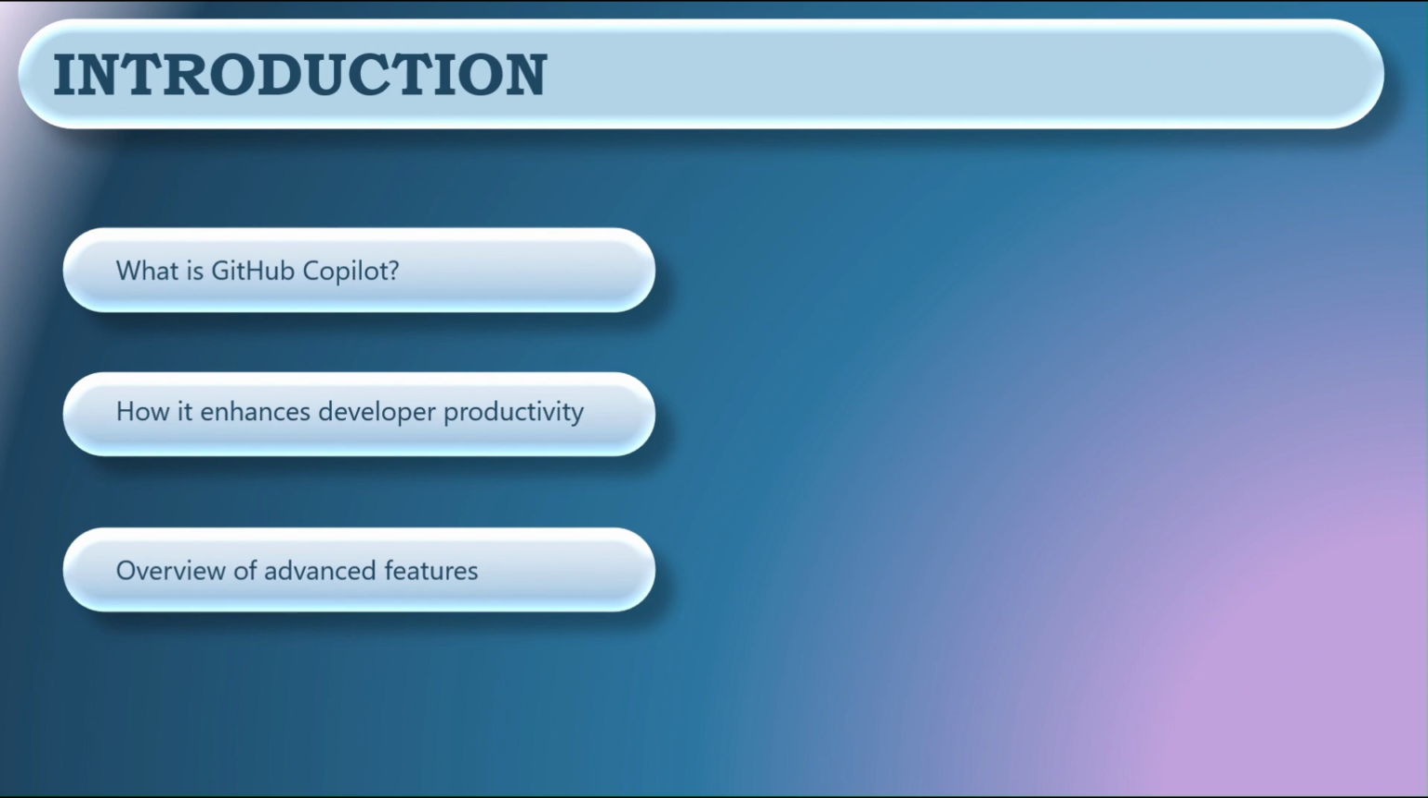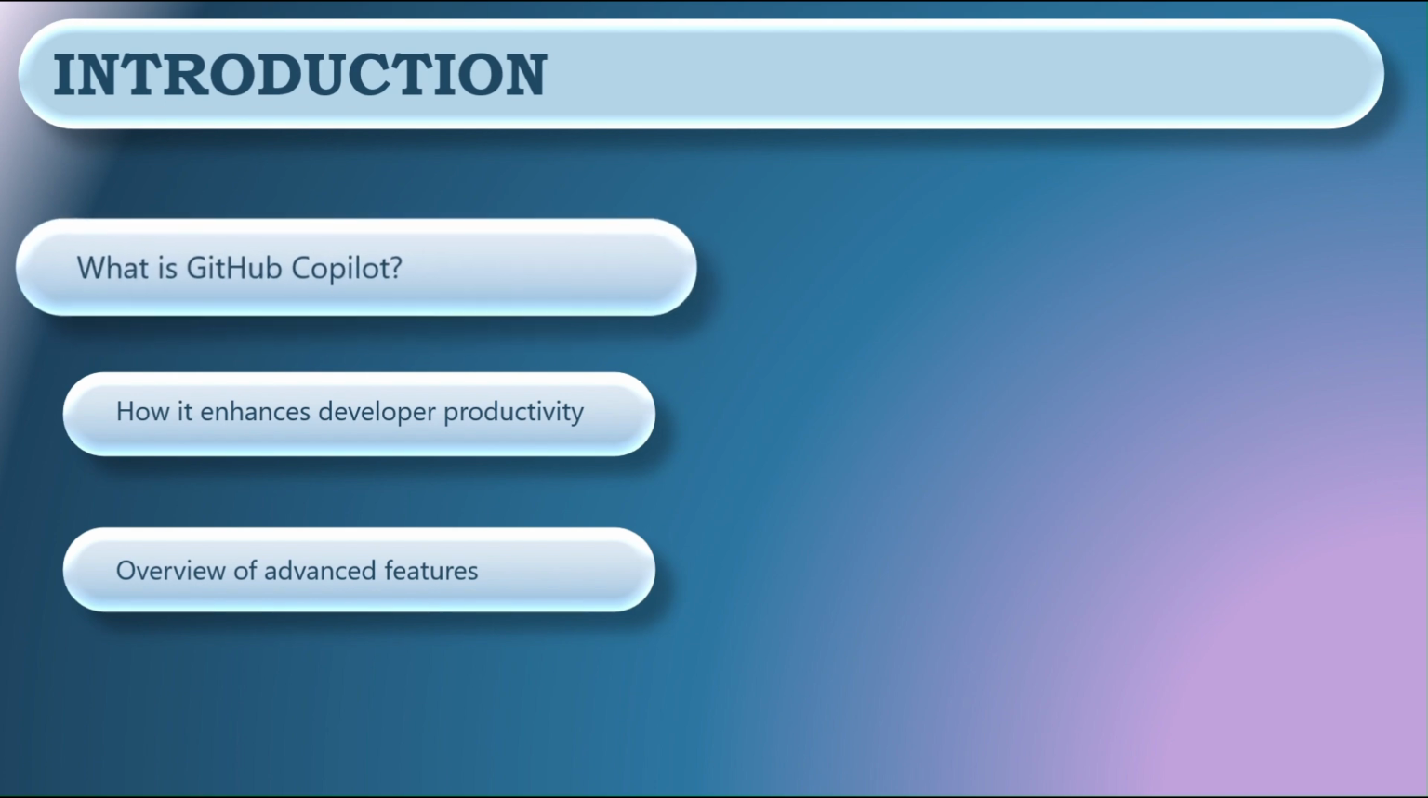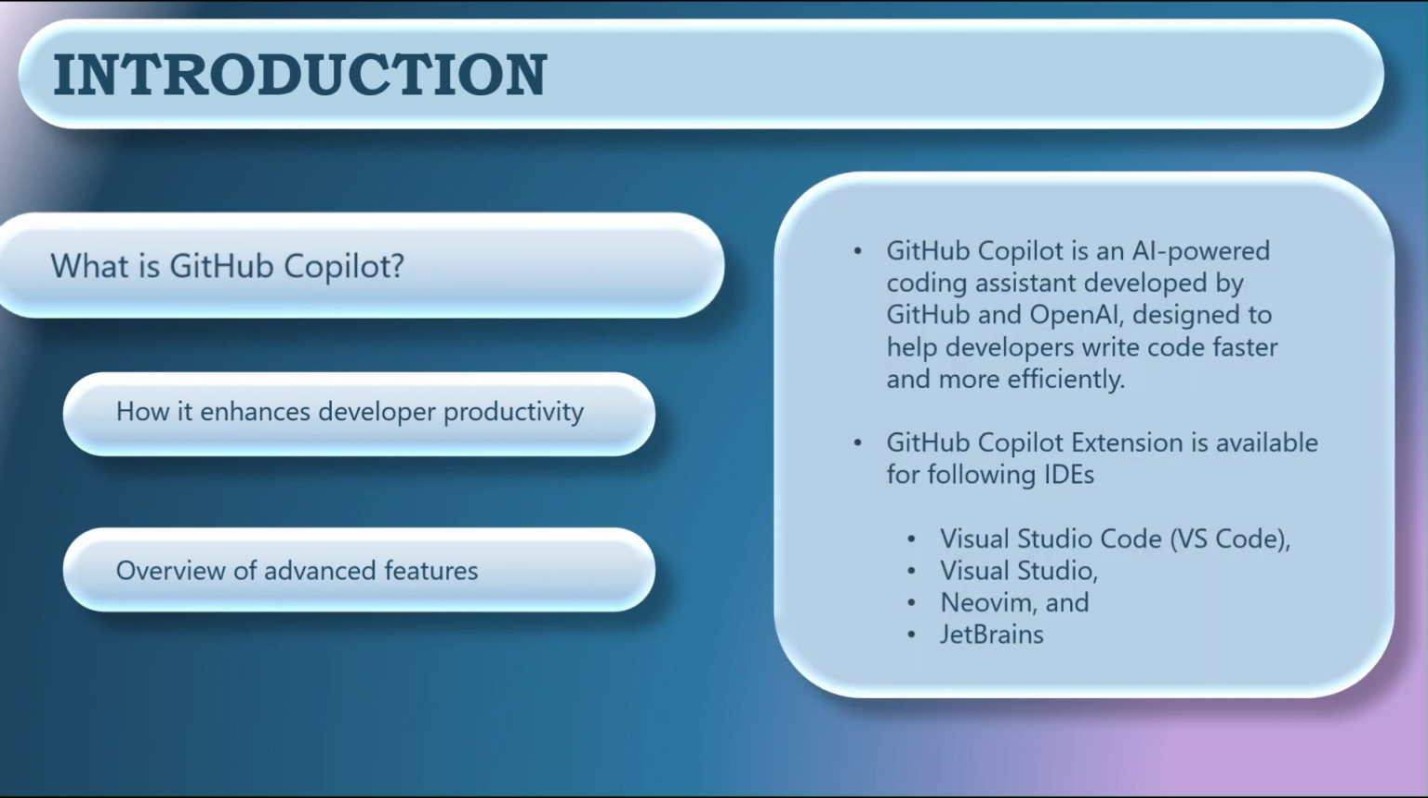So before we move to advanced concepts, let's spare a couple of minutes to talk about what is GitHub Copilot. GitHub Copilot is an AI powered coding assistant that is developed by GitHub and OpenAI. It is designed to help developers write code faster and more efficiently. It is much more than an autocomplete tool. It learns from context, it suggests complete functions and speeds up development. But to truly maximize its potential, we need to understand how to use it effectively.